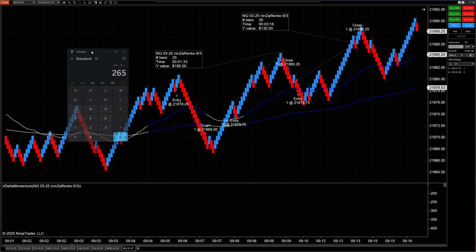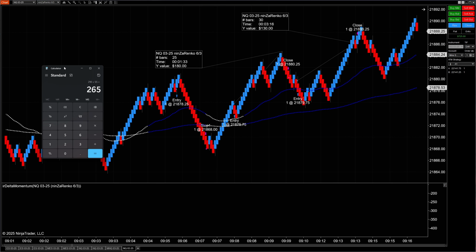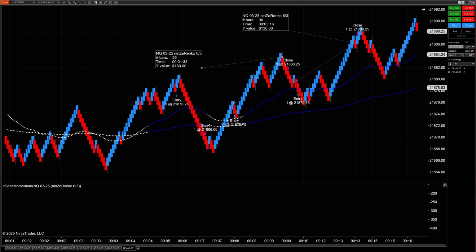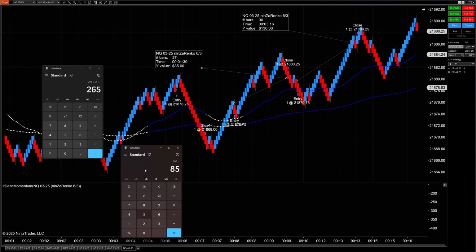Remember, on trade number one of this example, I ended up losing $265 of drawdown. Then on the second trade, remember, I only ended up making roughly $85 on that trade. So then I'm going to minus $85. So still I've lost $180 of drawdown.